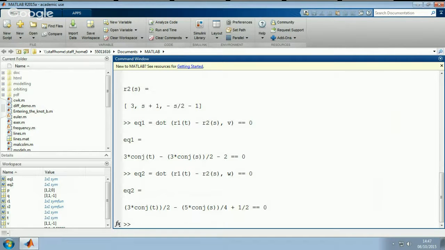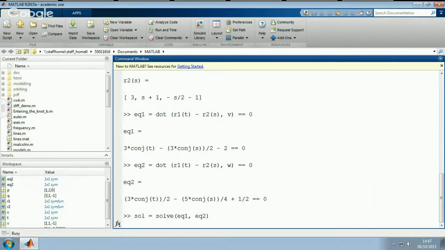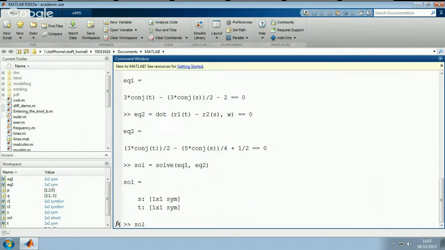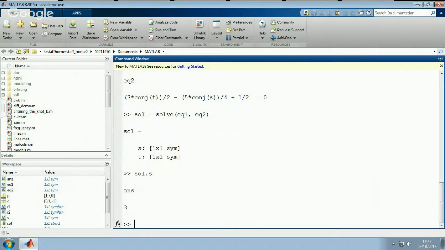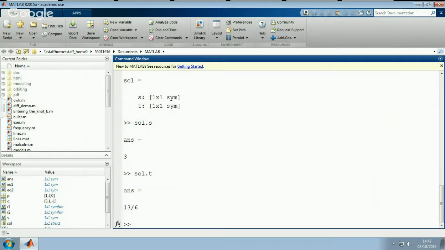So that gives us the two equations, so we can just solve them. You solve equation 1 and equation 2, and we can store the solution in a variable sol. So sol has two aspects to it, an s and a t, so we can look at the value of s and the value of t. Do sol.s and sol.t. For the solutions, the values of the parameters of these points of closest approach seem to be 3 for s and 13/6 for t. Okay, so you can get it to do the calculations nice and easily.